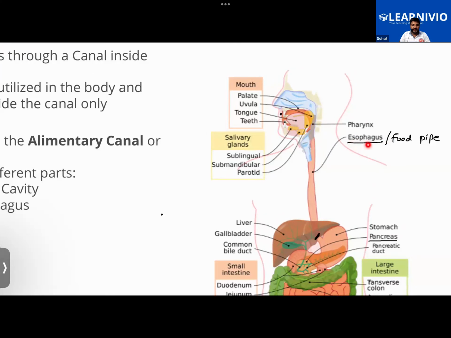How do you pronounce it? Pronounce it. Esophagus. Esophagus. Okay, Abu. Right.